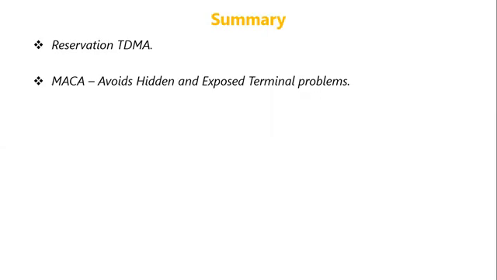Once the RTS and CTS packets are exchanged between the sender and the receiver, the actual communication will happen. Because of the introduction of RTS and CTS packets, this can effectively overcome the hidden terminal and exposed terminal problems. So that is what we discussed under MACA, multiple access with collision avoidance. And then we discussed polling.